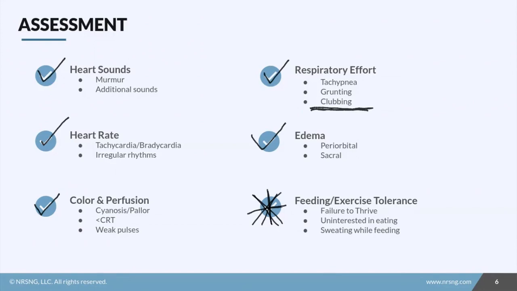So anytime a baby is having a difficult time feeding, we always have to consider that the cause could actually be a heart defect that hasn't gone diagnosed yet. And so things that we might see is that they're not feeding well, they're losing weight, and they're not meeting growth milestones, or even that they're sweating while they're feeding.